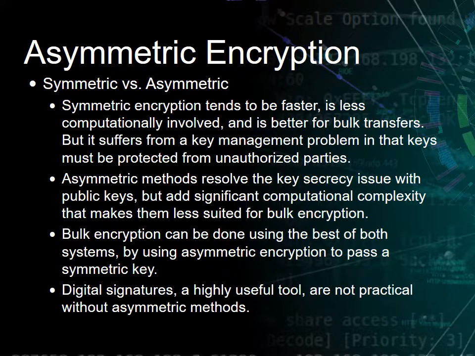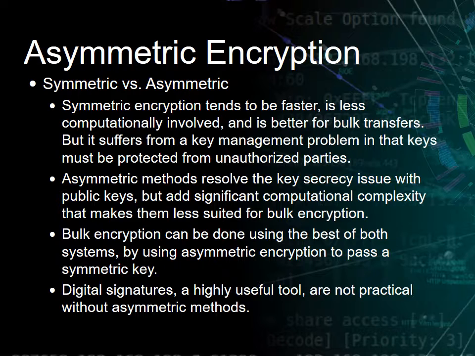When we look at asymmetric encryption and compare it to symmetric encryption, symmetric tends to be faster, is less computationally involved, and is better for bulk transfers. But it suffers from a key management problem in that the keys must be protected from unauthorized parties. Asymmetric methods resolve the key secrecy issue with the public keys, but add significant computational complexity that makes them less suitable for bulk encryption.